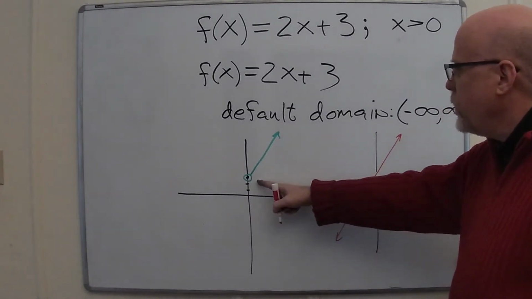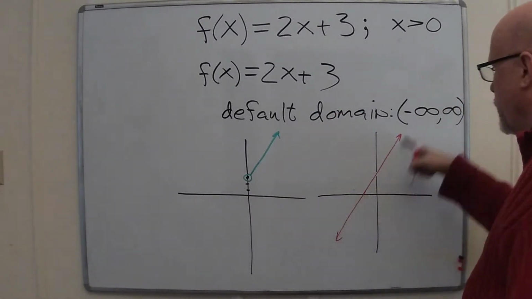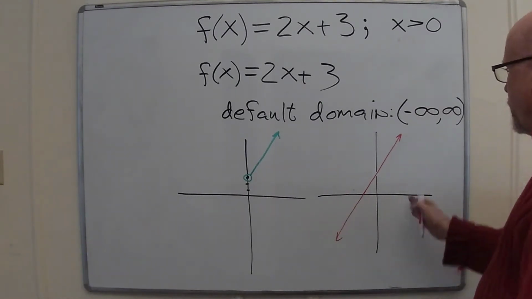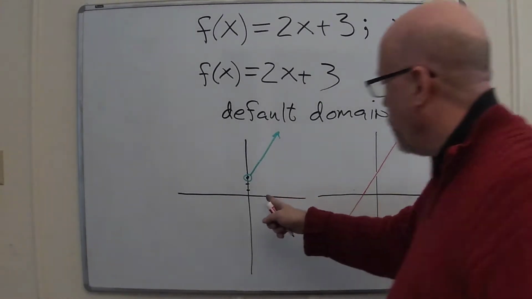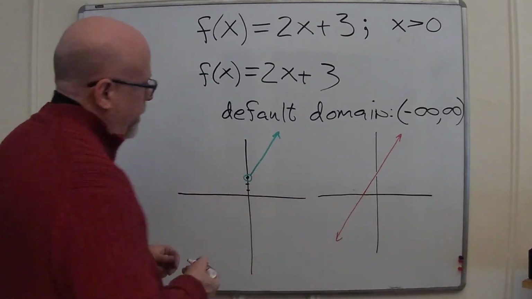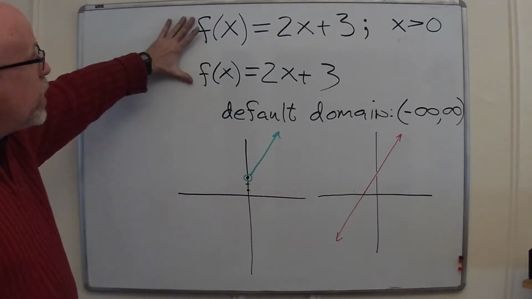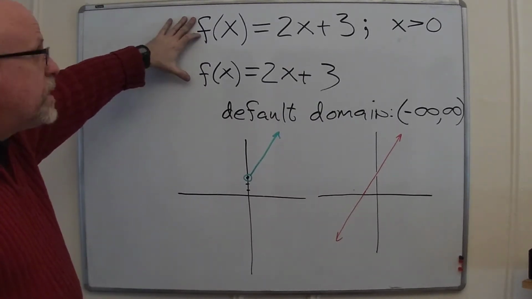So in the one case we get a ray, in the other case we get an infinite line that goes both directions. So any x value, you can get a y here. Only positive x values have a y. It's admittedly not a huge difference, but it's a different thing. So part of the identity of a function is its domain.